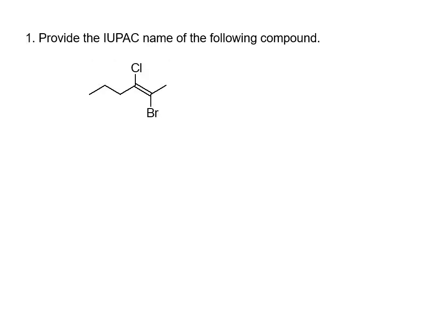So first, when we consider the parent chain, there are 6 carbons, that would be hexane. Since it's an alkene, then the suffix is -ene, so it's hexene. And the double bond is between carbons 2 and 3, so that's 2-hexene. On carbon 2 the substituent is bromine, and on carbon 3 the substituent is chlorine, and alphabetic order is bromo-chloro, so this is 2-bromo, 3-chloro, 2-hexene. Finally, we have to determine stereochemistry, whether it's E or Z.